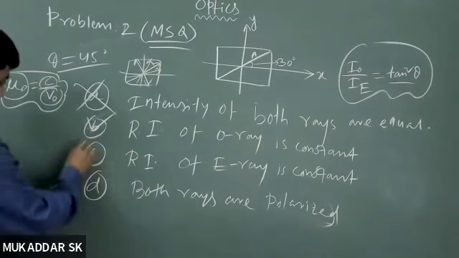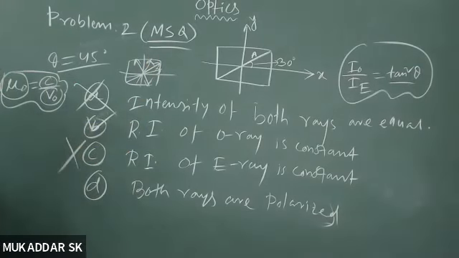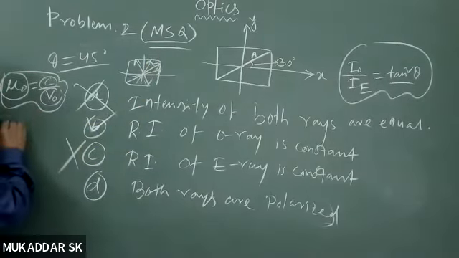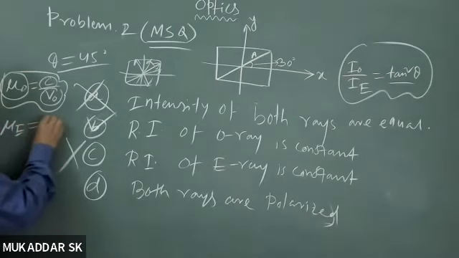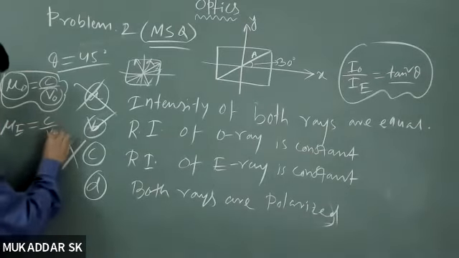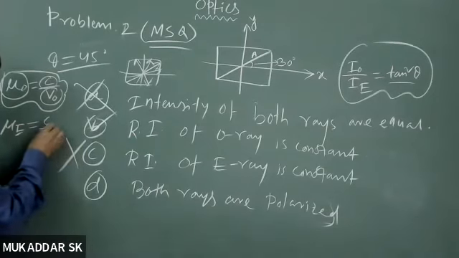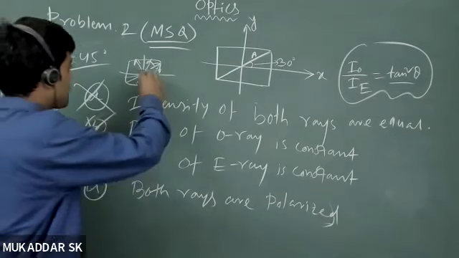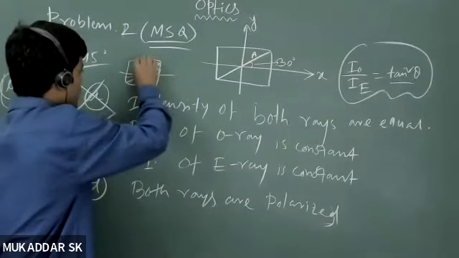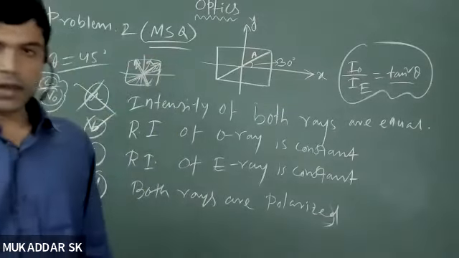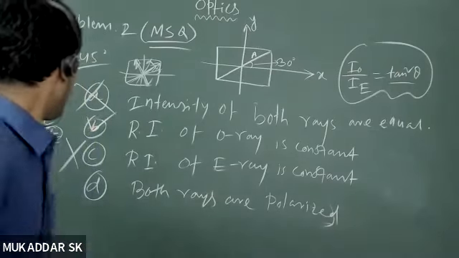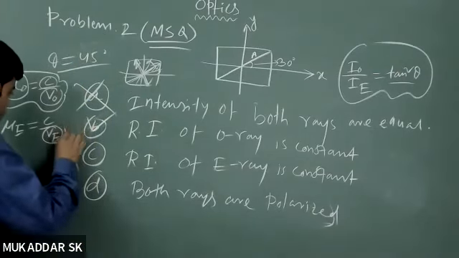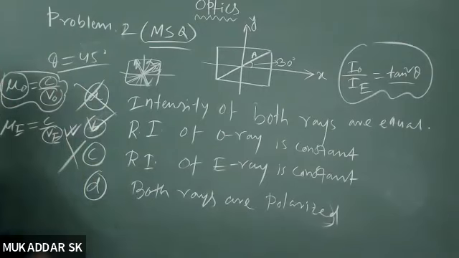But this is not true. Option C is not true, because the refractive index of E ray is, again, C divided by V, the velocity of E ray in the crystal. But this V is not constant inside the crystal. We know that V depends upon the direction of motion, it is different in each direction. So if V is not constant, and depends upon the direction of motion, the refractive index of E ray will not be constant.